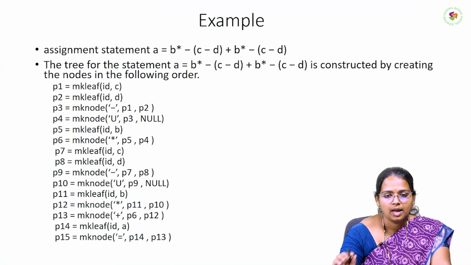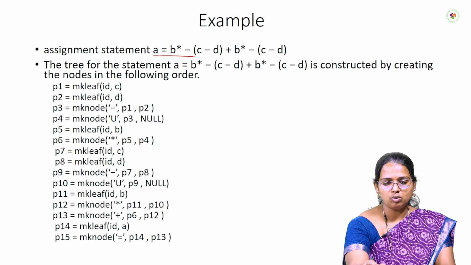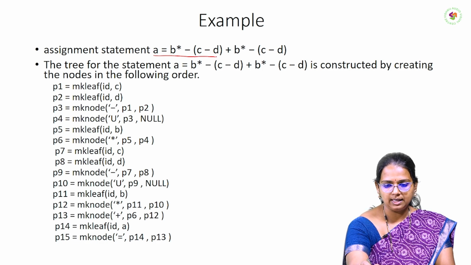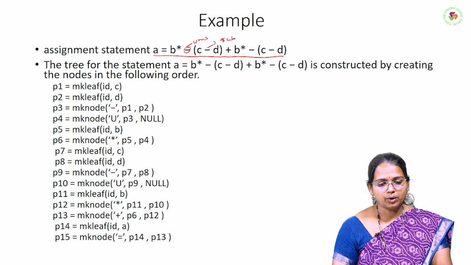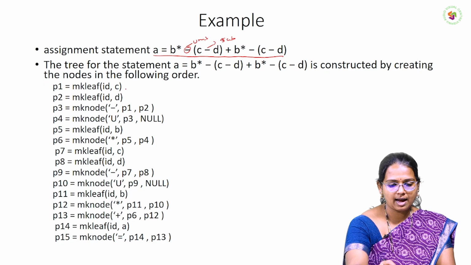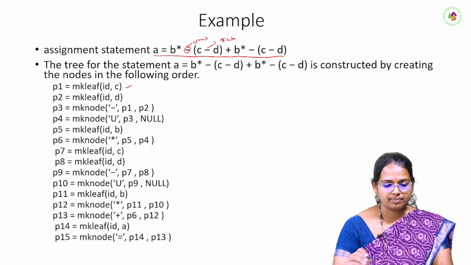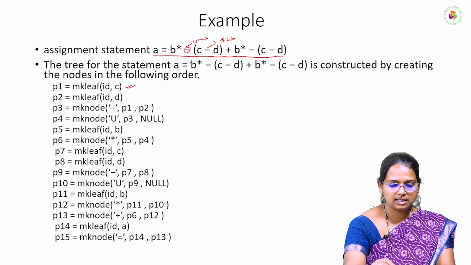For example, we are taking one expression here: a equals b into minus of c minus d plus b into minus of c minus d. Now this first minus indicates unary minus and this other minus indicates normal subtraction. According to our statements, first we will make a leaf for the ids. For all identifiers, we should make a leaf. So first, node pointer P1, make a leaf for id c.